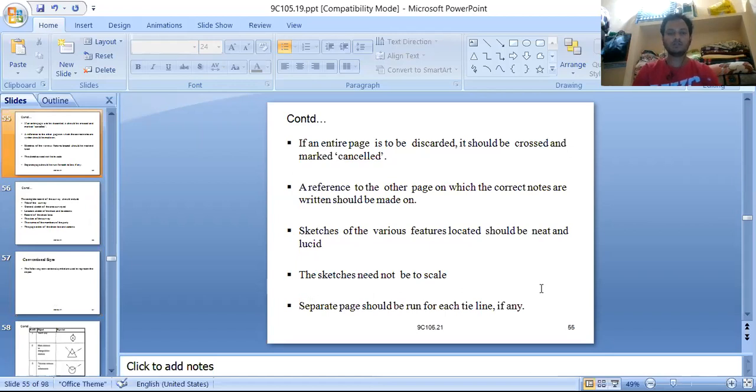If an entire page is to be discarded, it should be crossed and marked as cancelled. A reference to the other page on which the correct notes are written should be made. Sketches of the various features located should be neat and lucid. The sketches need not be to scale. They may be drawn without a scale. A separate page should be run for each tie line, if any.